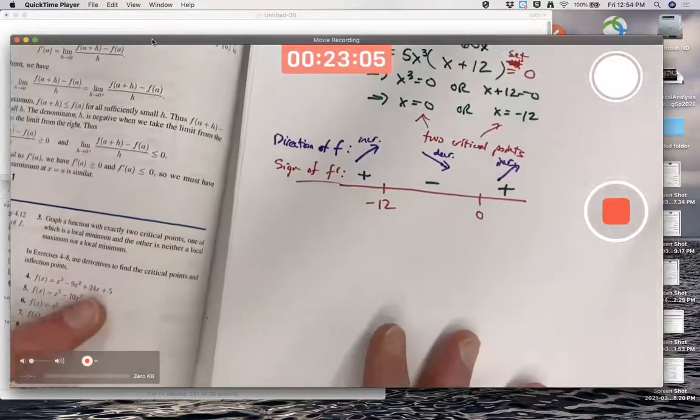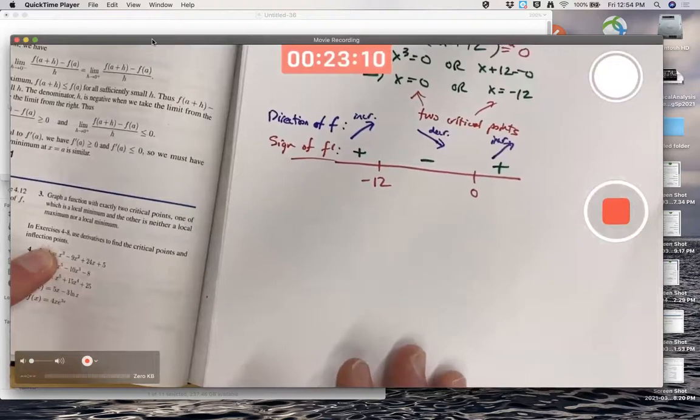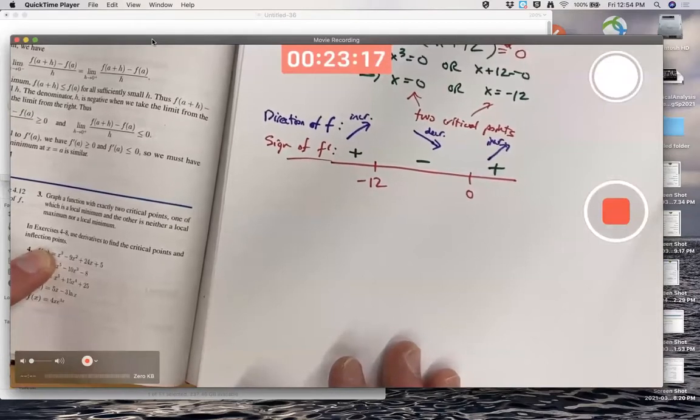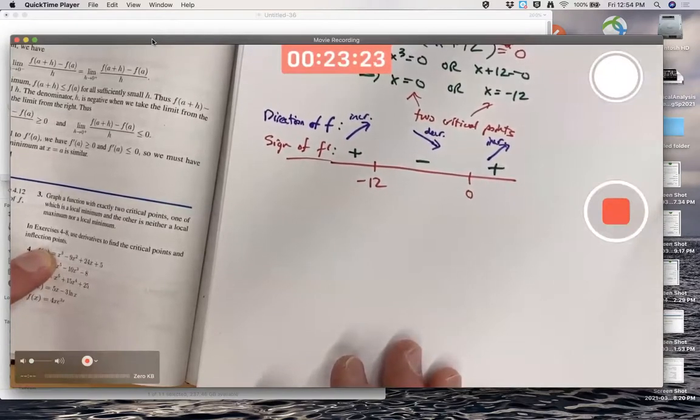What about inflection points? What are inflection points? Inflection points are the places where the concavity changes. Concave up to concave down, or concave down to concave up. Concave up, it looks like part of a smile. Concave down, the graph looks like part of a frown. We've got to look for where the second derivative is 0. Those are going to be possible inflection points.